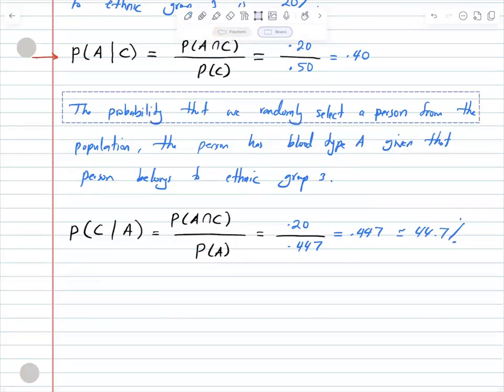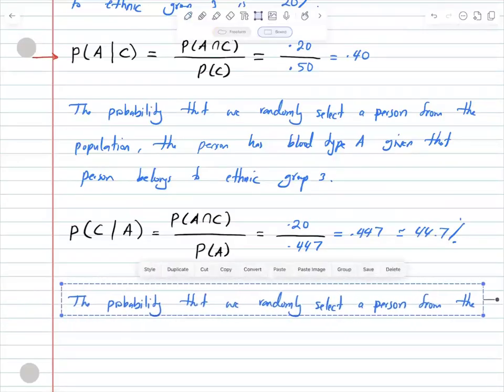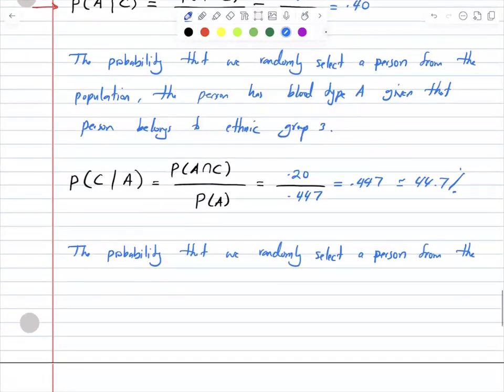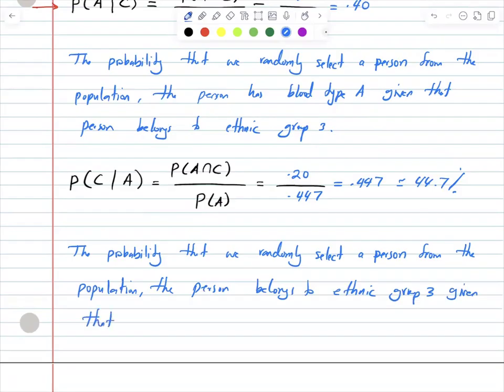Very good. So again, now you can write it this way. The probability that we randomly select a person from the population, the person belongs to ethnic group 3, given that they have blood type A.